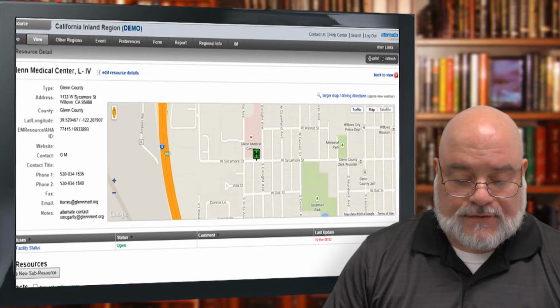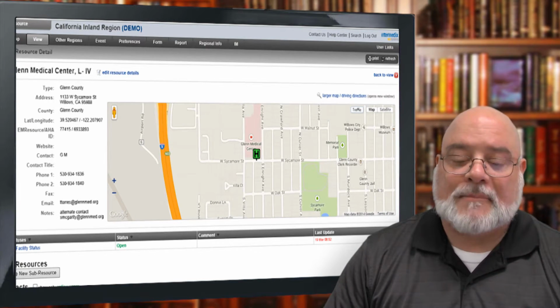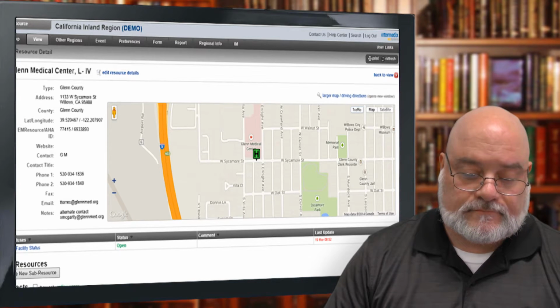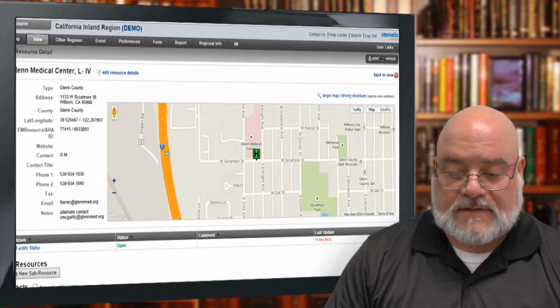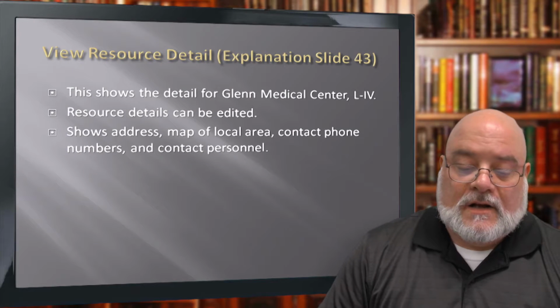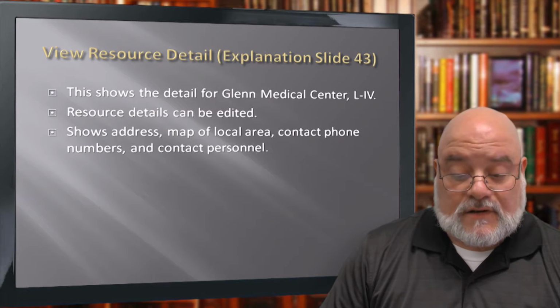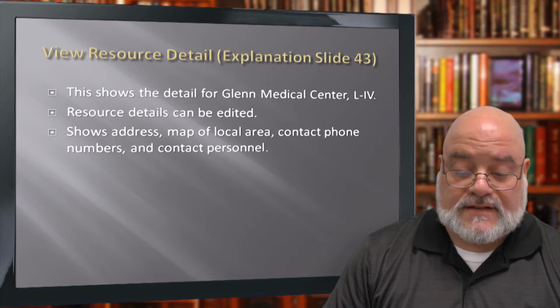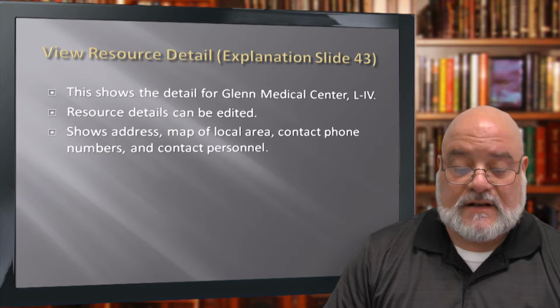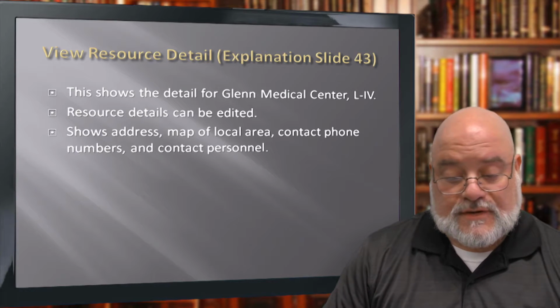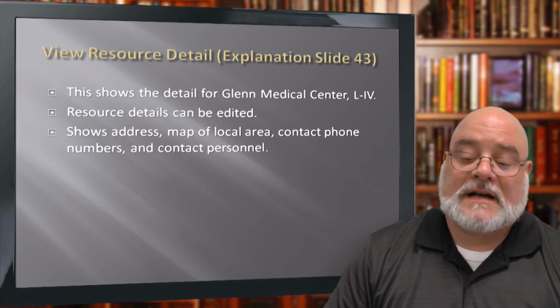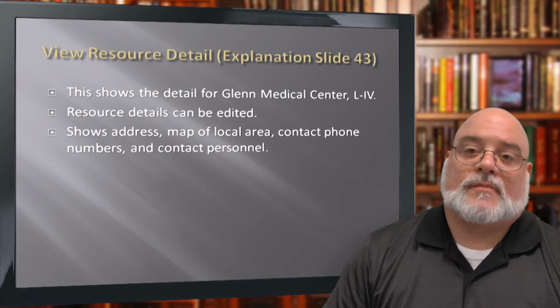This is Glenn Medical Center. This is the base characteristics. It shows you a nice map of the area. Pretty self-explanatory. Again, it showed the detail for Glenn Medical Center, a level 4 trauma center. The resources can be edited here. It shows a map of the local area, contact information, and contact personnel.